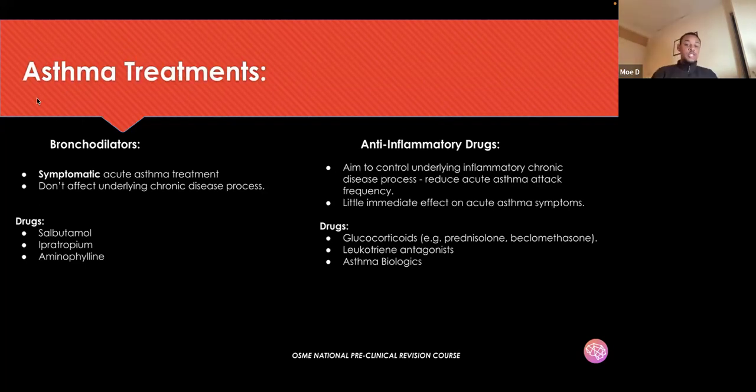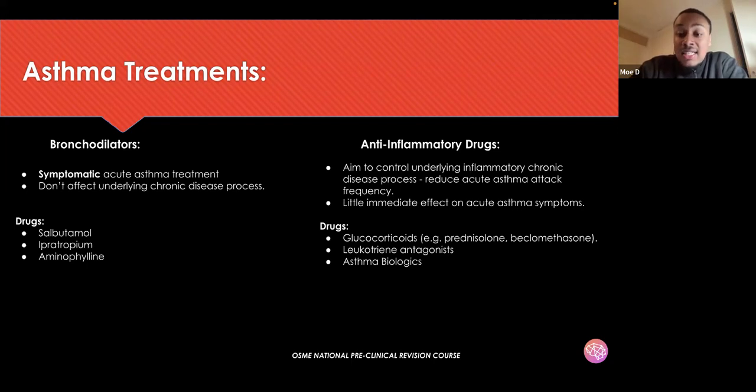So in terms of the treatments for asthma, there's two main types. There's bronchodilators and anti-inflammatory drugs. Bronchodilators are used to symptomatically relieve an acute asthma attack, but they don't affect that underlying chronic inflammatory disease process that we outlined earlier. And the drugs which you need to know for your Part A exams are salbutamol, ipratropium, and aminophylline.